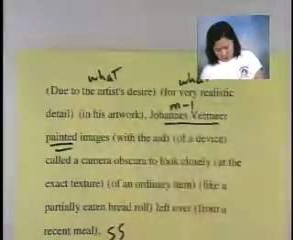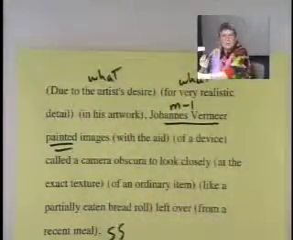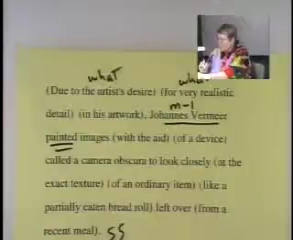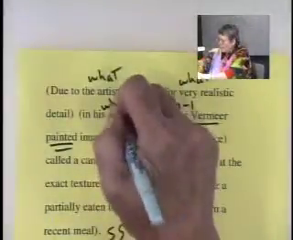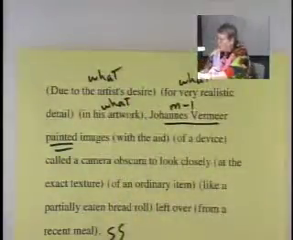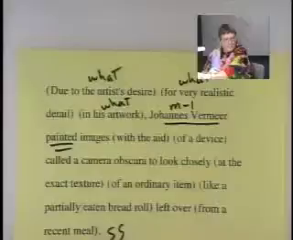Look how you can tell. Due to what? Due to the artist's desire. For what? For very realistic detail. In his artwork. What is it? I'm sorry. Johannes Vermeer painted images with the aid.